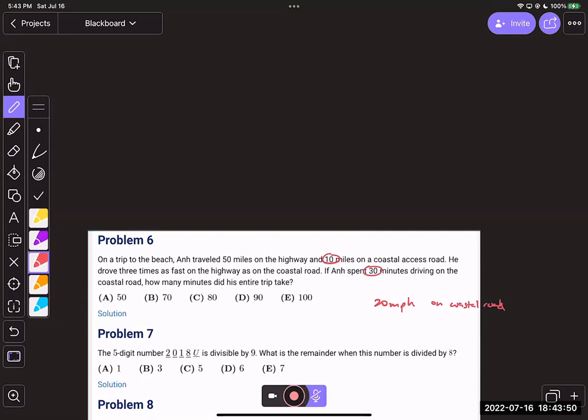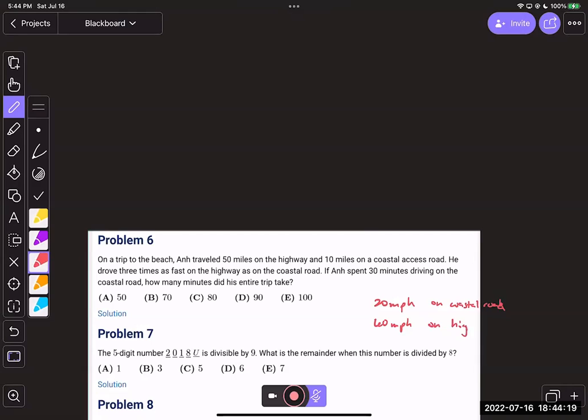Yeah, I think that makes sense, right? In 30 minutes, half an hour, he drives 10 miles. So double that amount of time, you get 1 full hour, and that's going to be 20 full miles. I do agree with that. Okay, so 20 miles per hour on the coastal road. And then it says he drove 3 times as fast on the highway. So we just multiply 20 miles per hour by 3 to get 60 miles an hour.